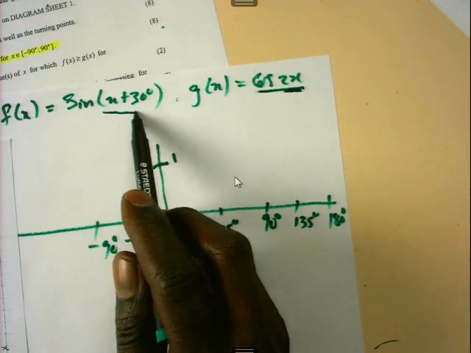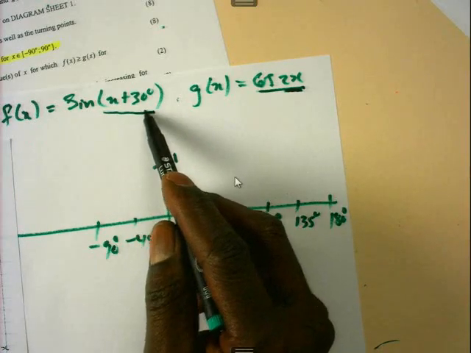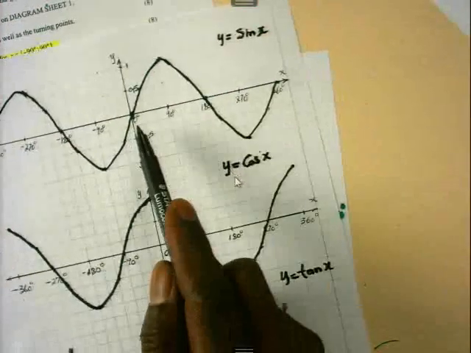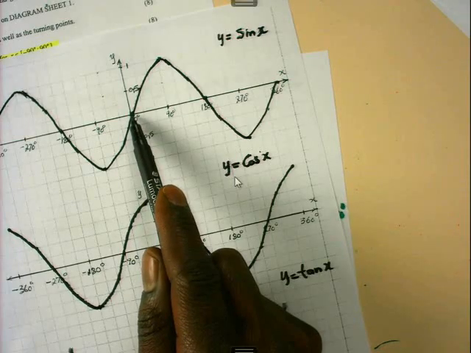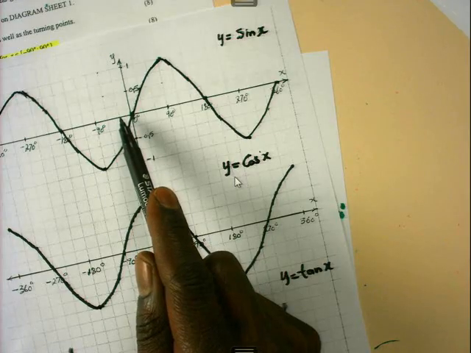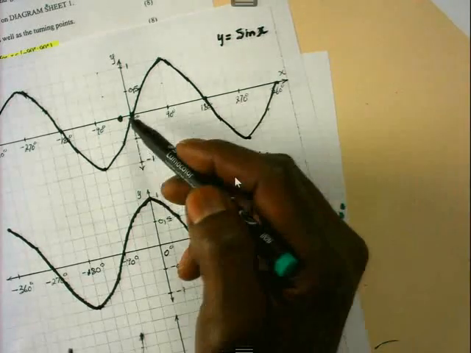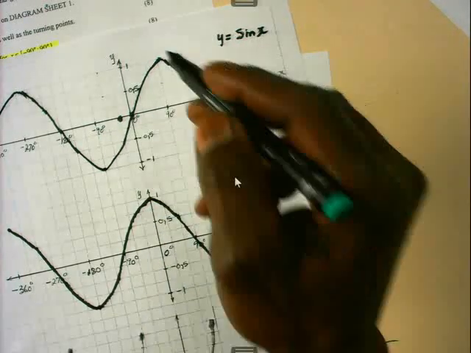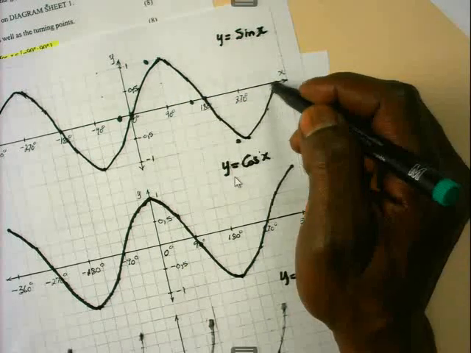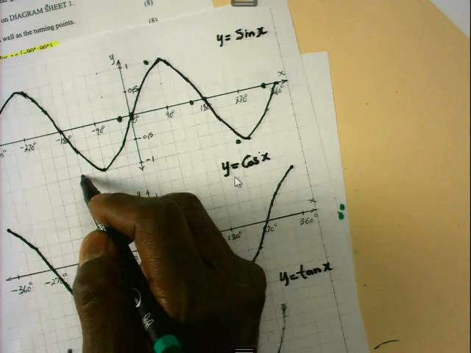We say, when will this bracket be 0? This bracket will be 0 when x is negative 30. Now, we are saying this point must move 30 degrees to the left, meaning every point will behave as such. This point will move to the left by 30 degrees, that by 30 degrees, that by 30 degrees, that by 30 degrees, that one by 30 degrees, and this one by 30 degrees.